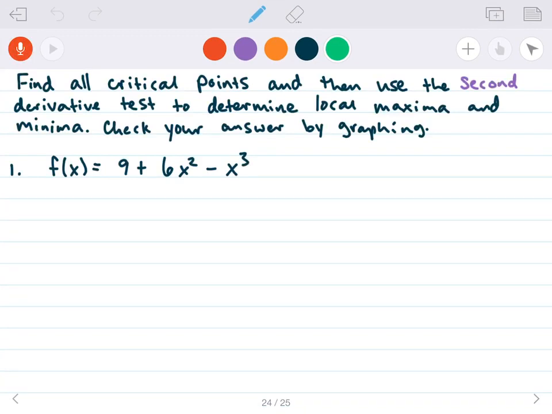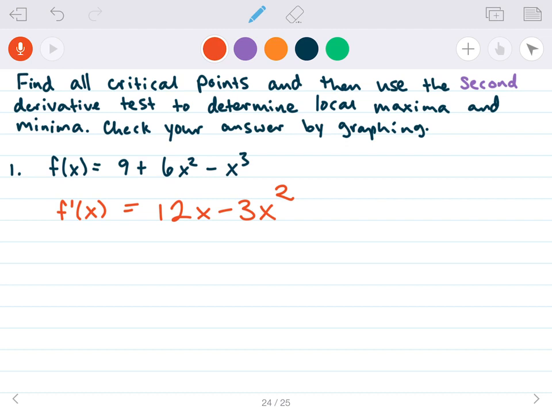Okay, now it says use the second derivative test to determine the local max and min. Now remember, this can be inconclusive, but I think the second derivative test is easiest because you don't have to make a number line. But if it is inconclusive, we can always go back to the first derivative test. So let's first take the first derivative, and we end up getting 12x minus 3x squared. Okay, that's our first derivative.